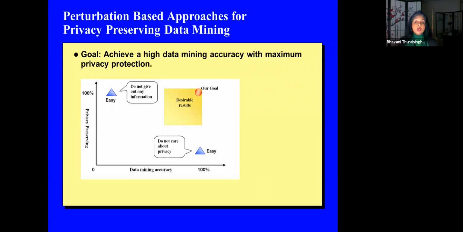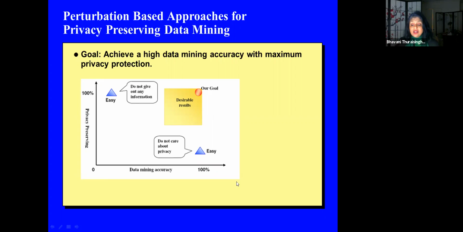Okay, so perturbation-based approaches for privacy-preserving data mining. The goal, which is something she said that's very interesting, is to achieve high data mining accuracy with maximum privacy protection. On the one hand, you are absolutely concerned about privacy, so do not give out any information. So 100% privacy.